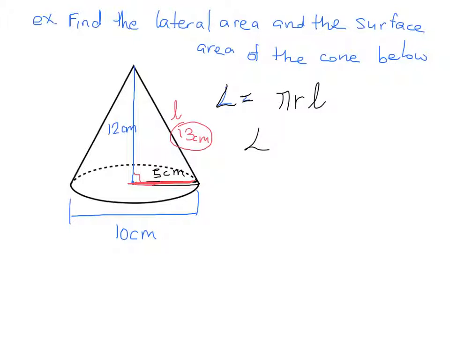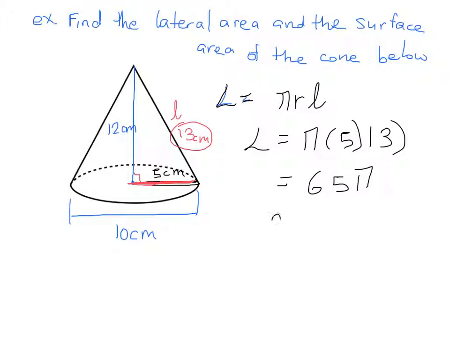So our lateral area is equal to pi times 5 times 13, which gives us 65 pi, and that's approximately equal to 204.2 centimeters squared. All right, so that's how you find the lateral area. And if you want the surface area as well, which we do in this case, then you'd do surface area, S, is equal to lateral area, which we just found, plus pi r squared.